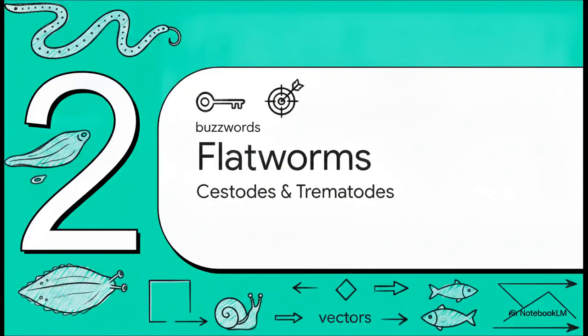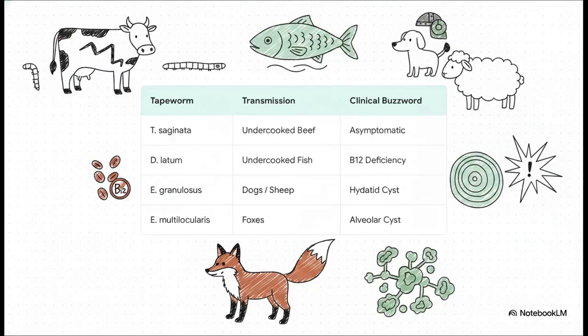Flatworms, cestodes and trematodes. Let's rapid-fire the cestodes, the tapeworms. I need you listening closely here. Lock onto these specific vectors and buzzwords. Taenia saginata comes from undercooked beef. It's an intestinal tapeworm, usually totally asymptomatic. Diphyllobothrium latum is the fish tapeworm. The exam buzzword? Vitamin B12 deficiency. It avidly sucks up your B12, causing megaloblastic anemia. They love testing this in patients of Scandinavian descent.